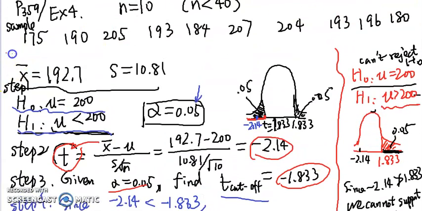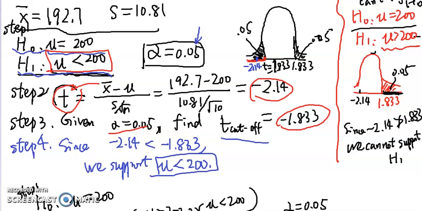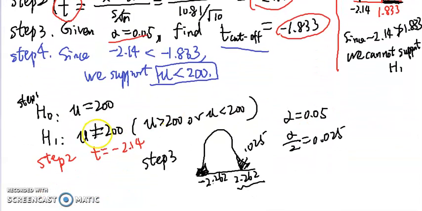So this is case 1, when we have one side, mu is less than 200. I also added this case. In the textbook, they only did this case, less than. If it's greater than, the graph will be slightly different. But if it's mu not equal to 200, you will have two ends.